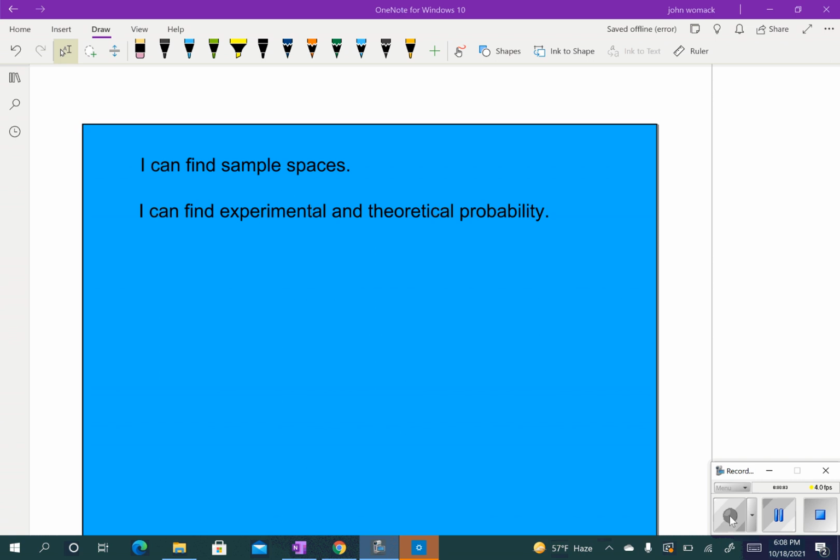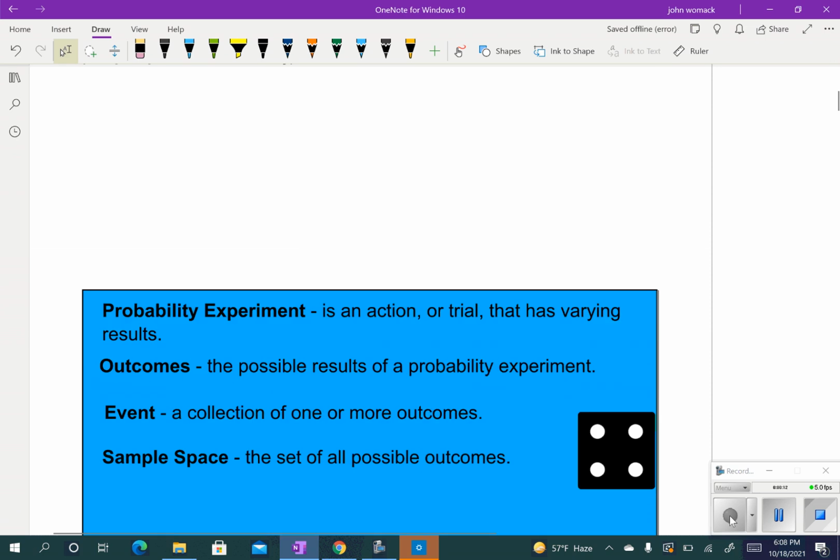So our goal for this section is being able to find sample spaces and then also be able to find experimental and theoretical probability. So let's go through some definitions first.